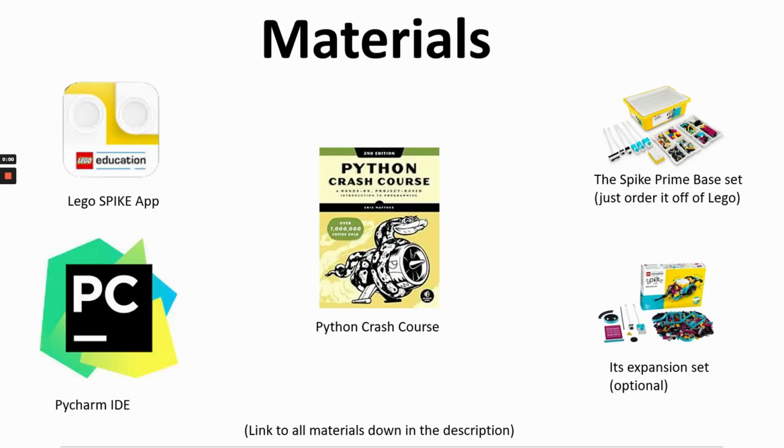To start off, what materials will we need to learn Python? Well, we will need the Python Crash Course book by Eric Mathis to learn general Python and its syntax, as well as the PyCharm IDE as our programming software. When we move on to Spike Python, we'll use the Lego Spike app. We also will need the Spike Prime base set and perhaps expansion set. The link to all these materials will be in the description.